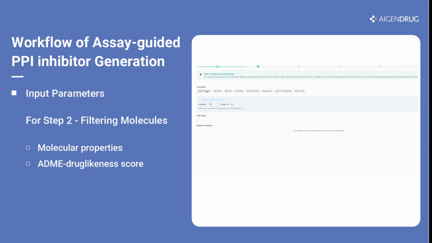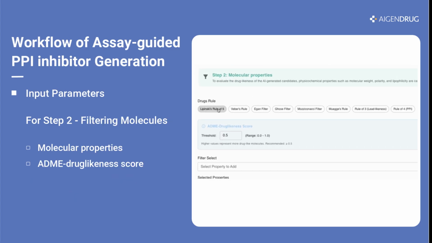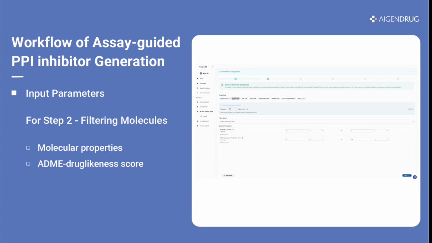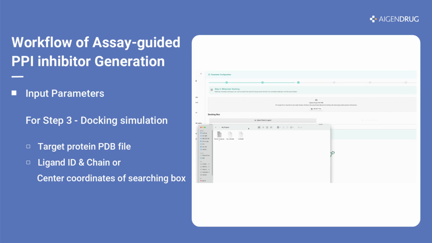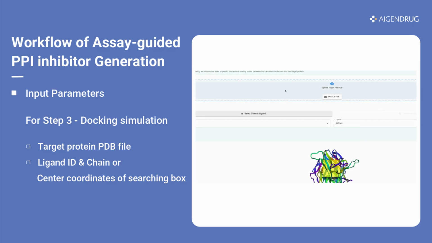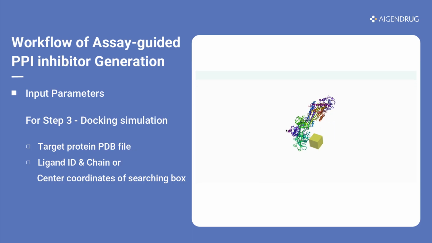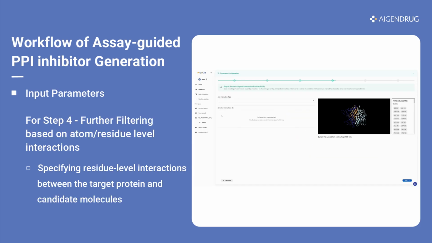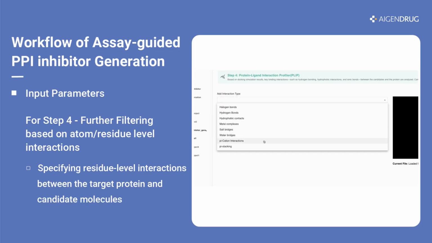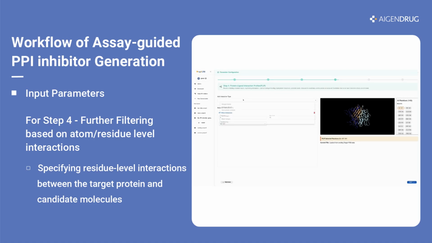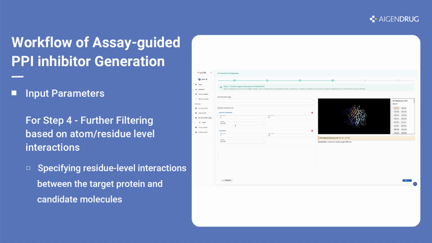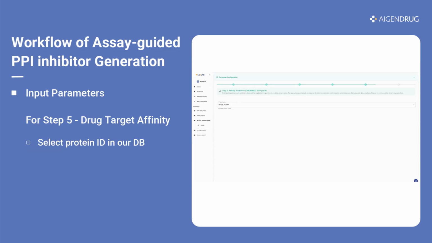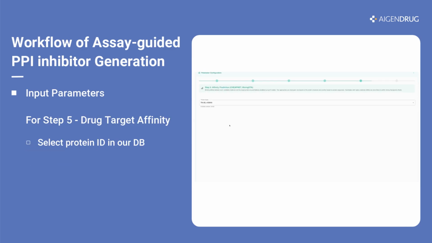Step 2, filtering molecules. Generated molecules are filtered in terms of desired molecular properties and our novel ADME drug likeness score. Step 3, docking simulation is done for the molecules by specifying the target protein PDB file and ligand ID and chain or center coordinates of the searching box. Step 4, further filtering based on atom and residue level interactions by specifying residue level interactions between the target protein and candidate molecules.